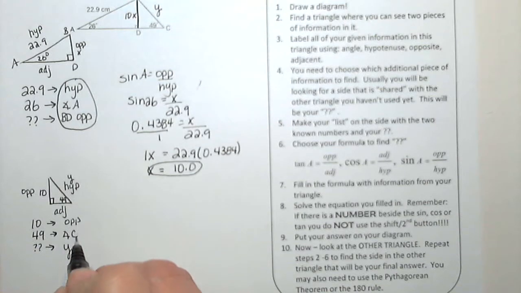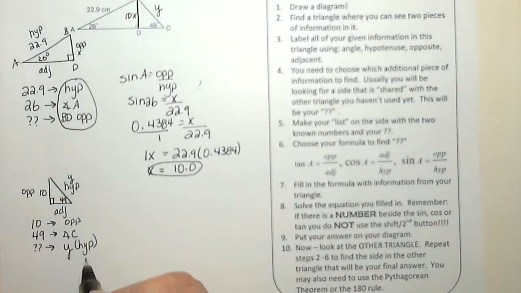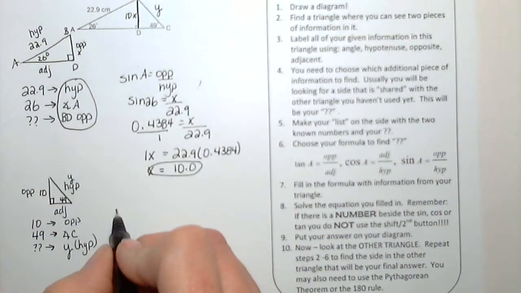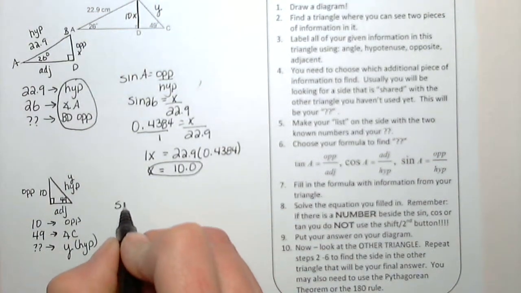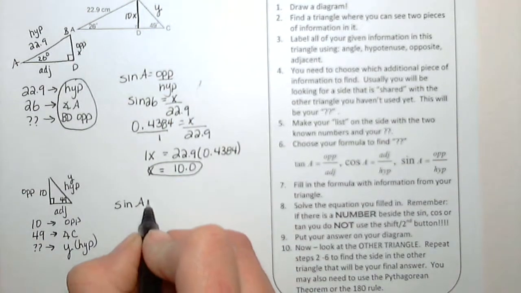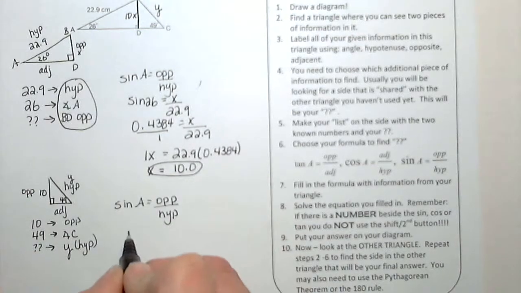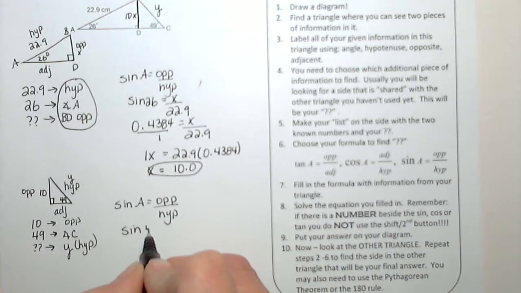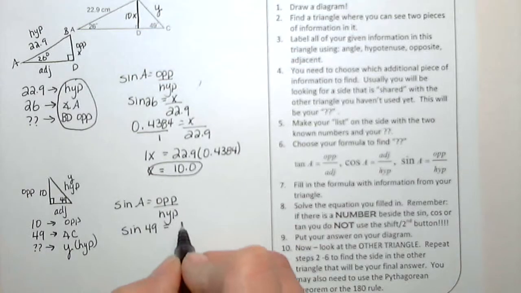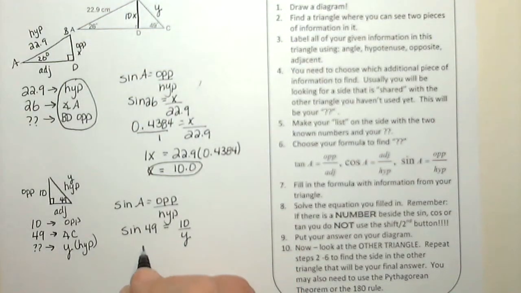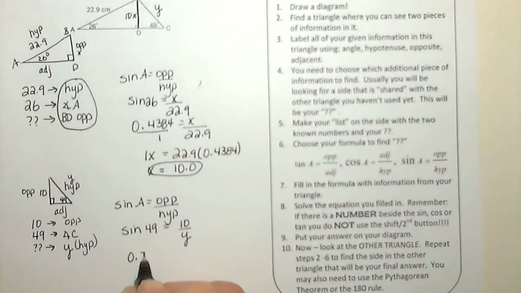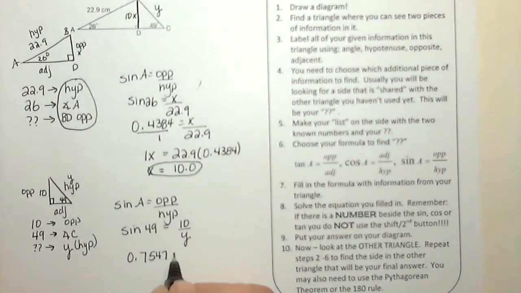So what formula are we looking for? Let's look at our list. We have an opposite, an angle, and a hypotenuse. And again, in this situation, we're looking at sine. Our formula for sine is the sine of A is equal to opposite over hypotenuse. It's going to be the sine of 49 degrees this time is equal to 10 over y. The sine of 49 is 0.7547, which is equal to 10 over y.